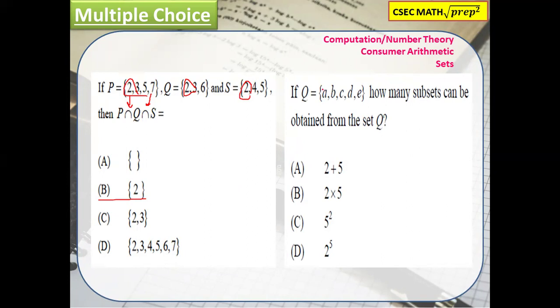All right. Over to the right, if Q is equal to A, B, C, D, E, how many subsets can be obtained from the set Q? As I said, if there are 5 elements, then it is 2 raised to the 5th power. The number would be 32 subsets, but they want the answer in index form. So D is our answer, right?